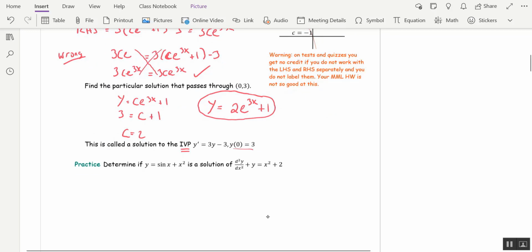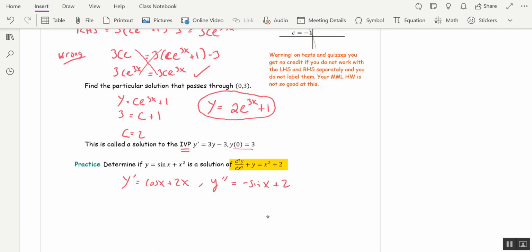In this equation, I see a second derivative, so I'm going to do some preliminary work. I'm going to say, all right, if y is this, then y prime is cos x plus 2x, and y double prime is negative sine x plus 2. So now I can look at this differential equation.